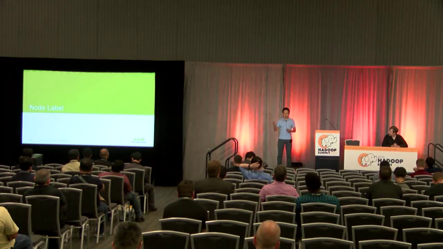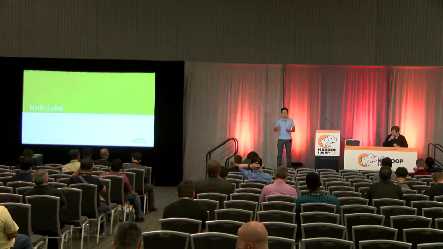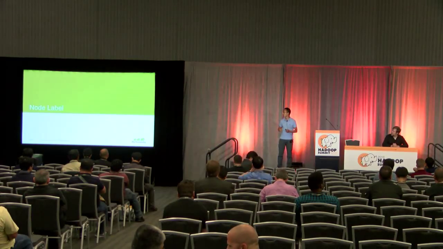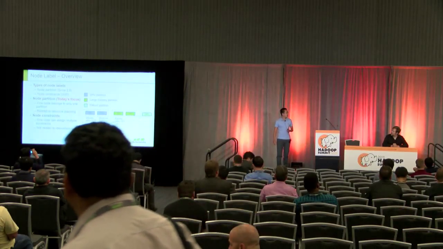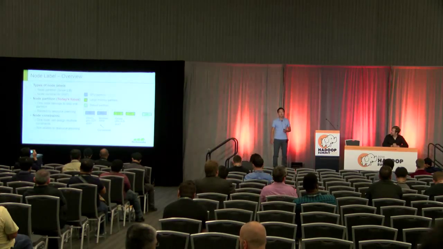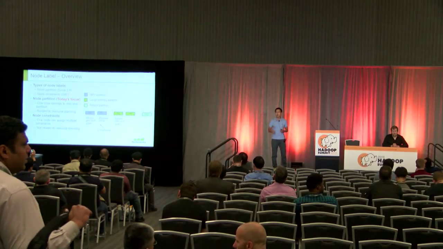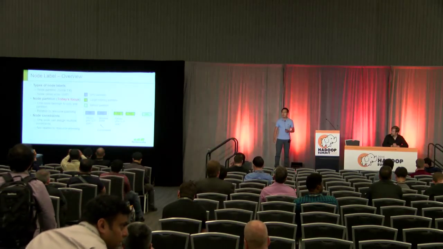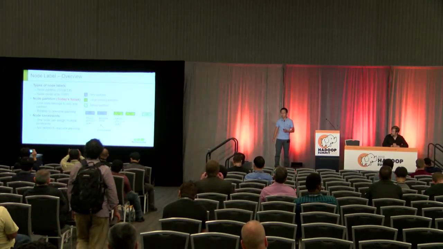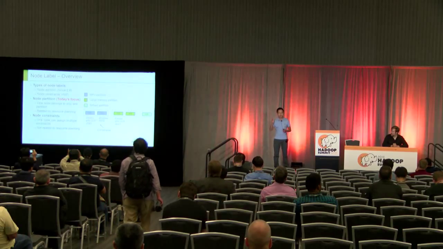I will talk about several enhancements we have. First is node label. There are different types of node labels. We have node partition. This is available since 2.6. And we have node constraint. This one is still work in progress. Today I will majorly focus on the node partition.